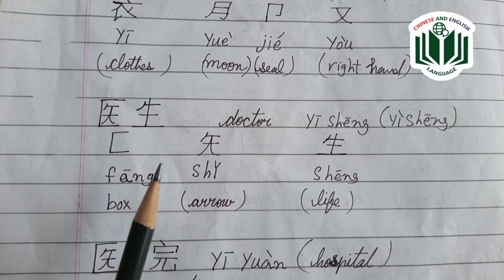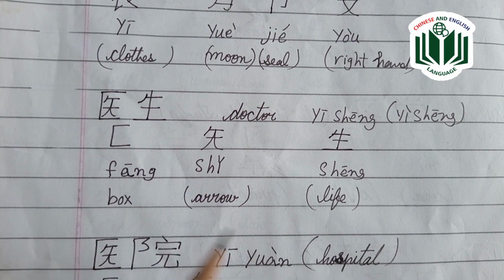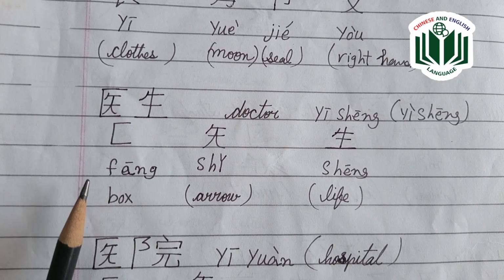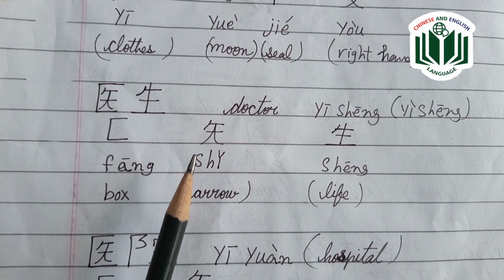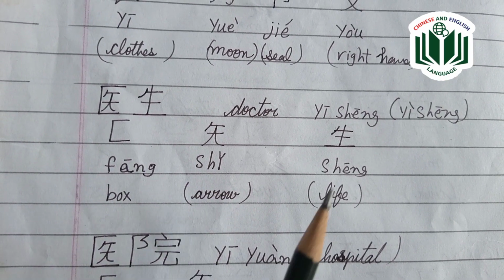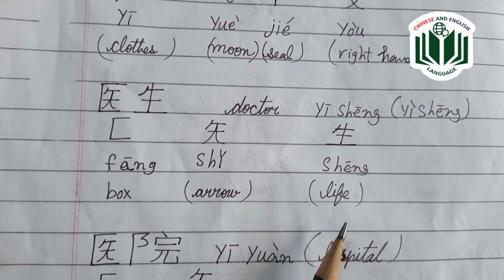Yīshēng. Yīshēng means doctor. It has the radicals. Fāng means box. Shǐ means arrow. Shēng means life.